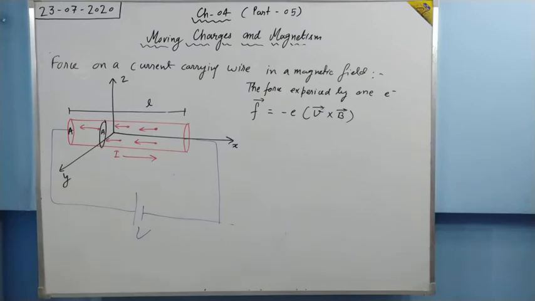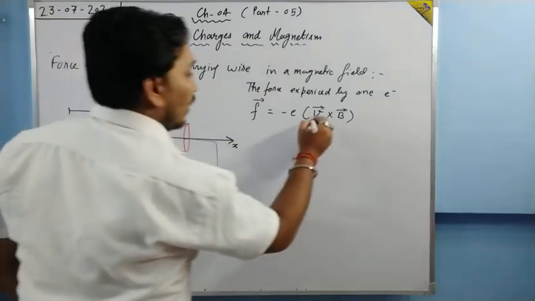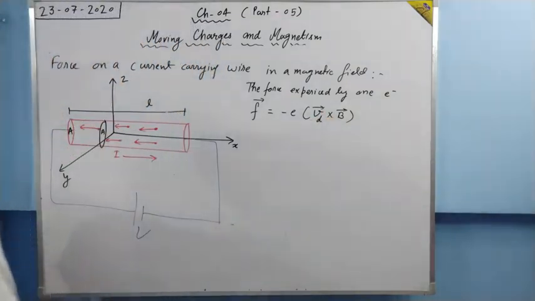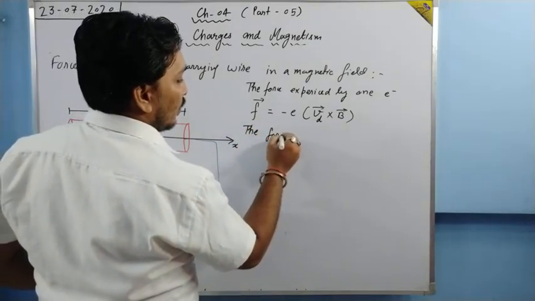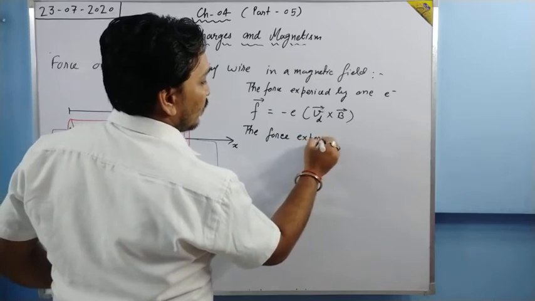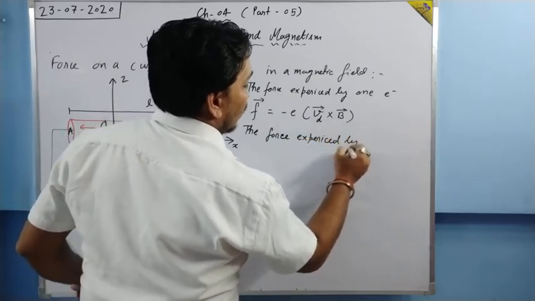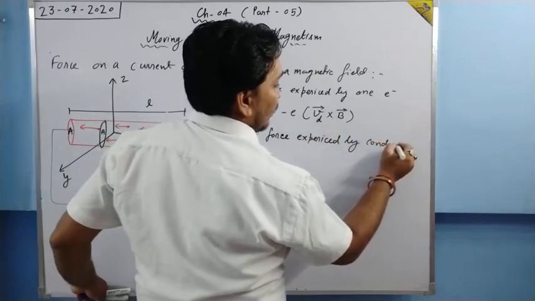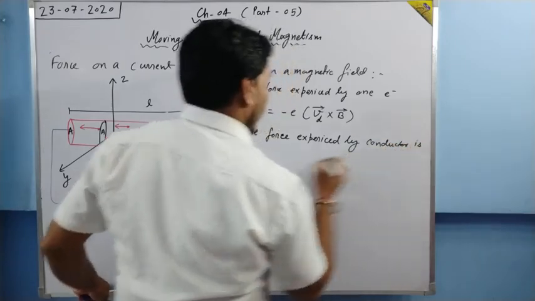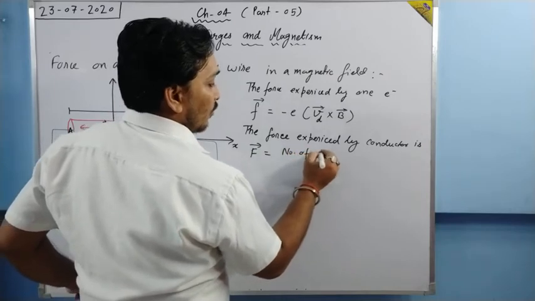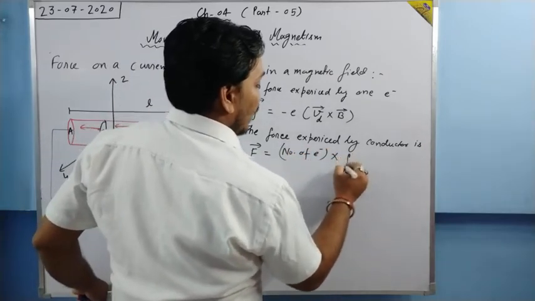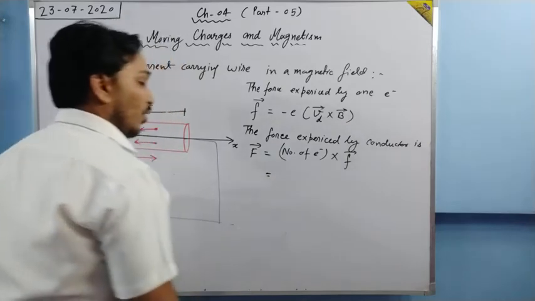Then what is the number of electrons it will have? Because one more thing, drift velocity. Then the force experienced by the conductor is F vector equal to number of electrons multiplied by small f vector. What is the number of electrons?